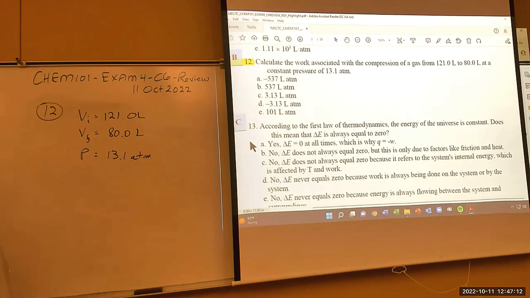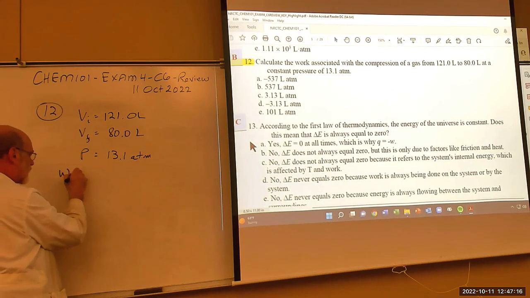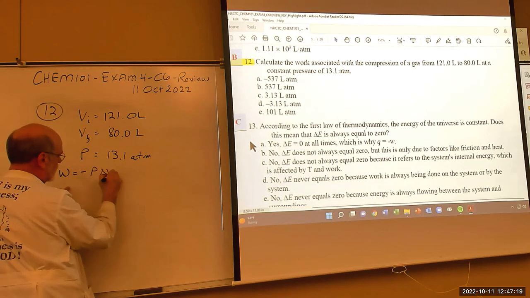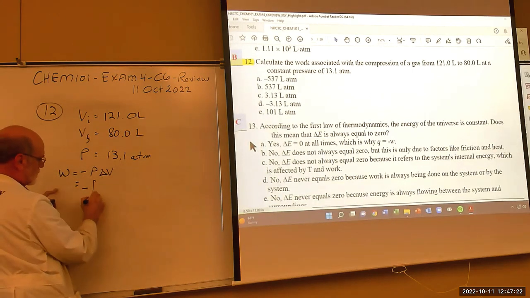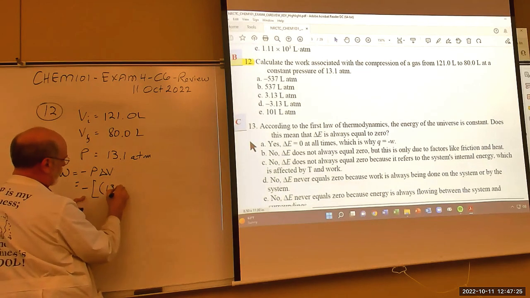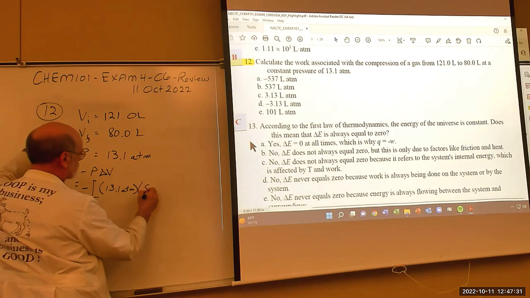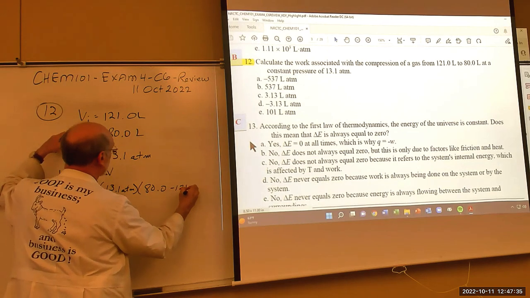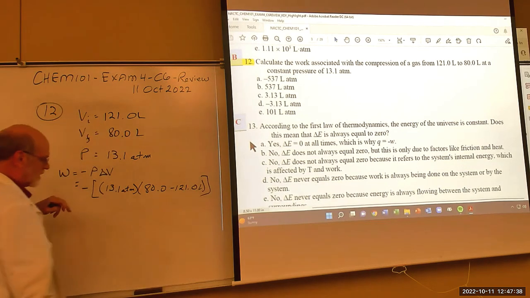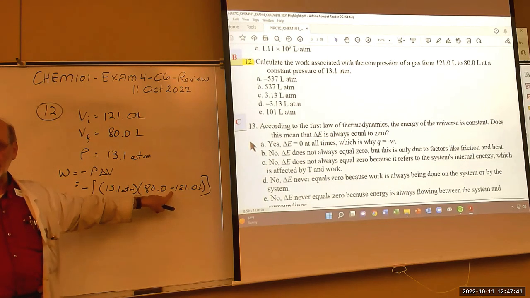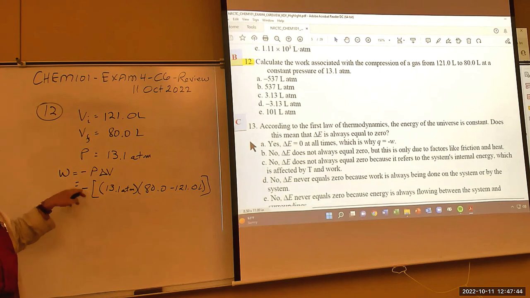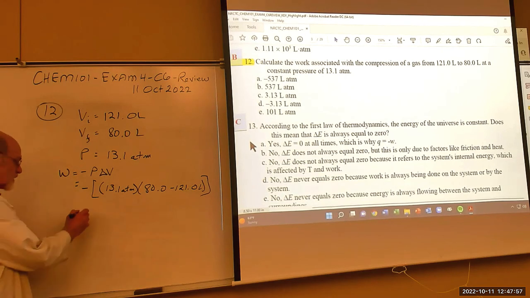Okay, this is the same as before, only now, notice that when we do the calculation, minus P delta V, we still got that minus out there, and we got a pressure of 13.1 atmospheres, and then final minus initial, 80 minus 121. There. So you can see from this, you're going to have a negative sign right there with this term. Times a negative, the value should be positive. Does that match what the problem says? The work associated with the compression of a gas. It doesn't tell you. So the sign is important. Our sign is going to be positive.